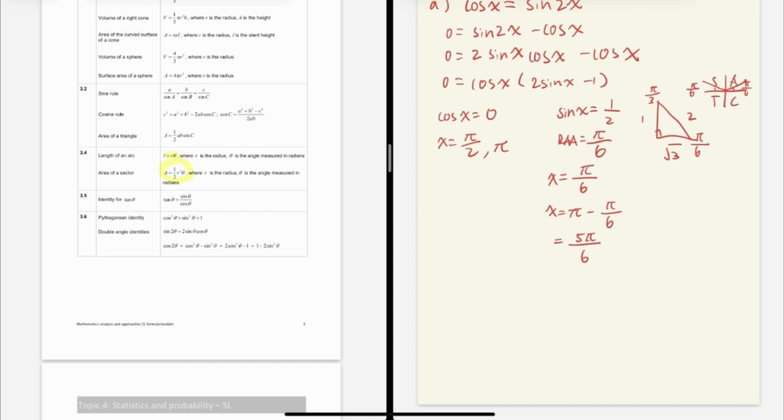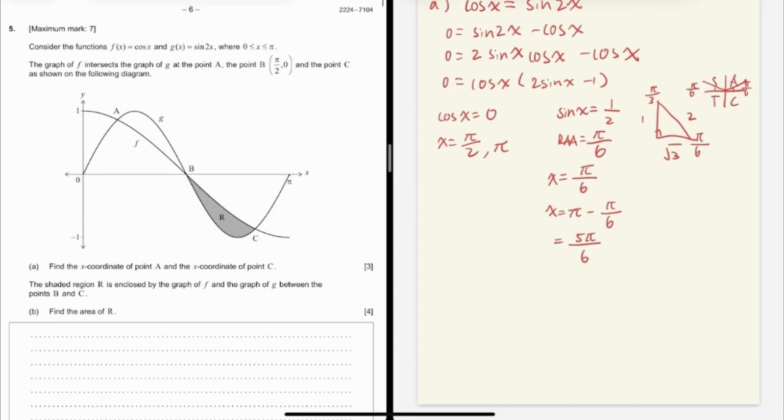And then going back to the question, we know that x equals pi over 6 for point A, and then x equals 5 pi over 6 for point C.